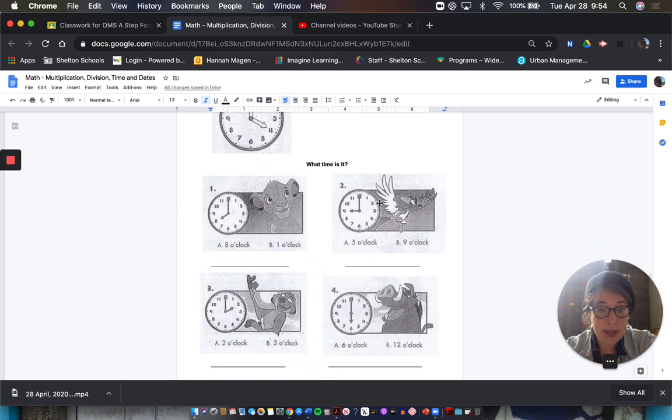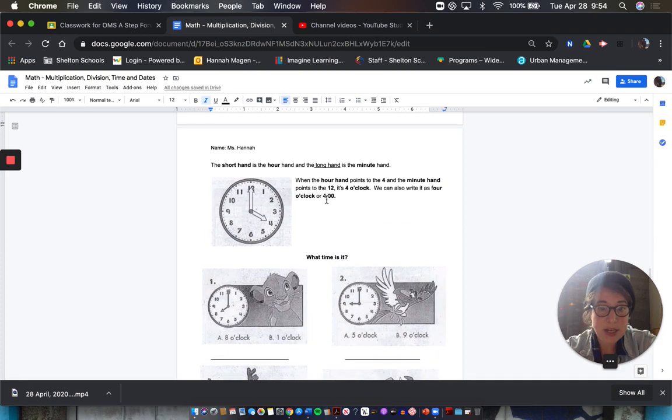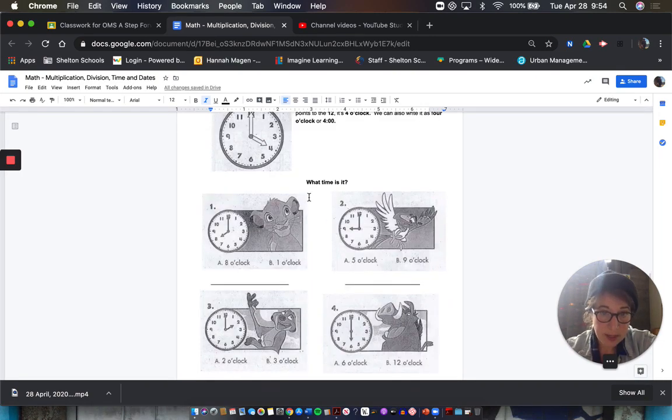Look at what time is it? Here's a little explanation of how to read time. Look at the short hand on the 4, the long hand on the 12. It's 4 o'clock. What time is it here? We've got the short hand on the 8 and the long hand on the 12. Is it 8 o'clock or 1 o'clock? Write your answer right there.